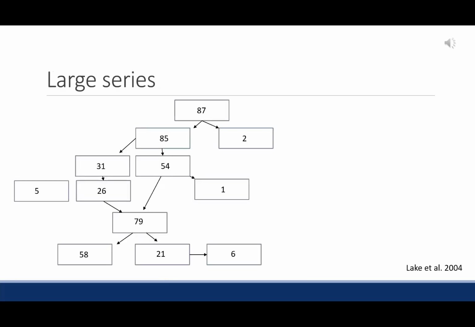This is a large series published by Lake et al. 87 patients presented with foreign bodies. 2 presented with peritonitis that required immediate OR. Of the remaining 85, the ER attempted bedside extraction in 31 and were successful in 5. 1 patient left AMA. So a total of 79 patients presented to the surgical service. 58 were successfully extracted bedside by the surgical team in the emergency room. The rest went to the operating room.